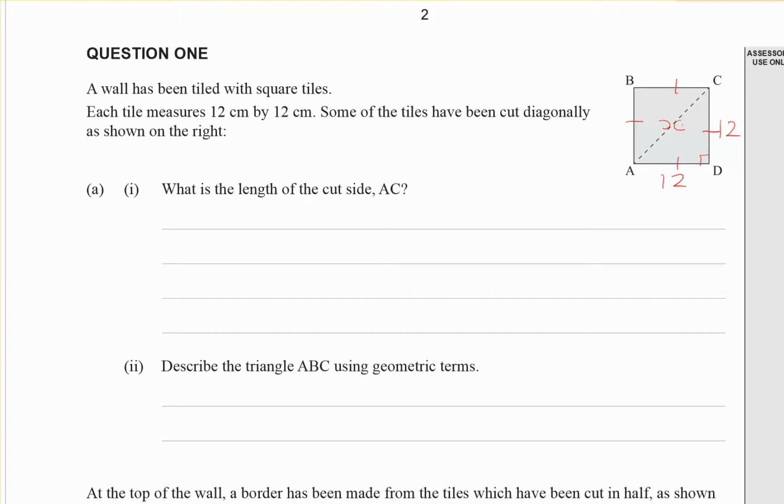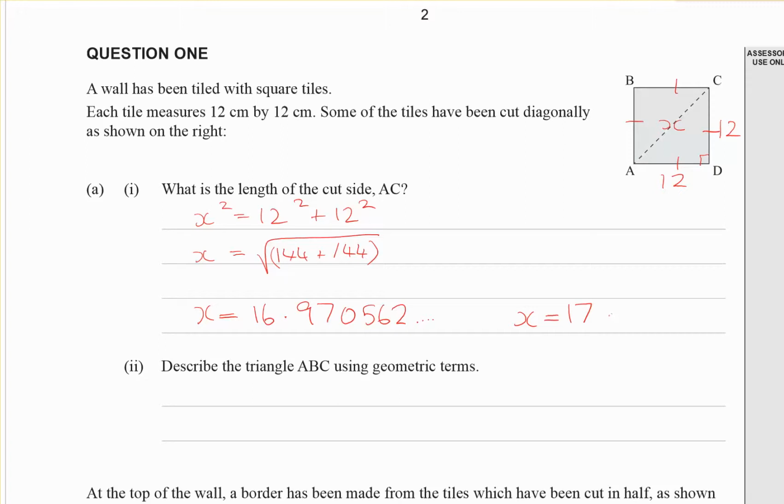We could call that x. So I know that x squared equals 12 squared plus 12 squared. So x is going to be the square root of 12 squared is 144. Remembering, of course, to have brackets if you're doing it on the calculator in one step. And the answer is 16.970562. And if we do some rounding on that, we'd get 17 to 2 significant figures. We're in centimetres.